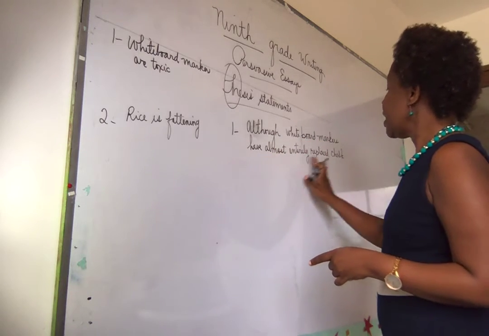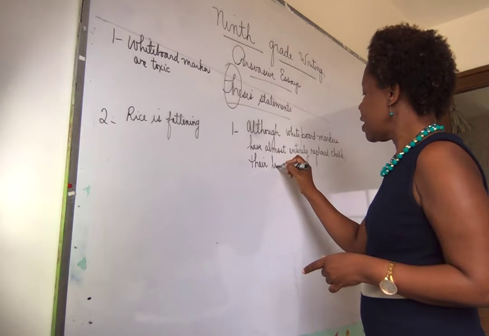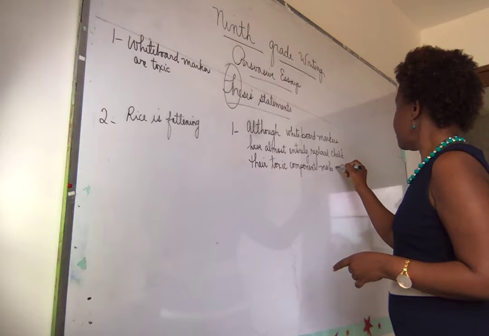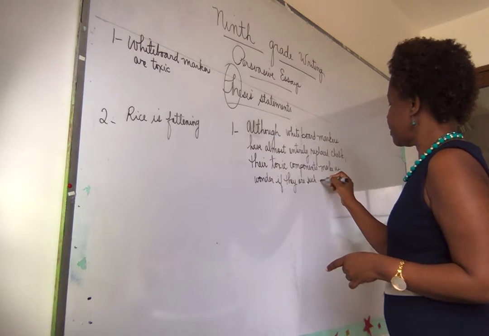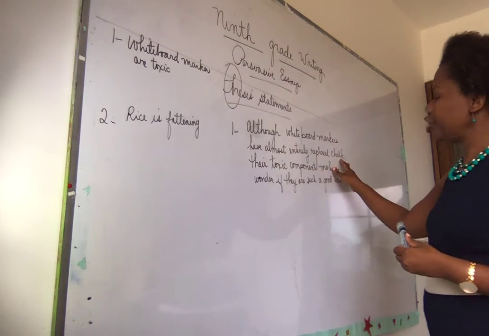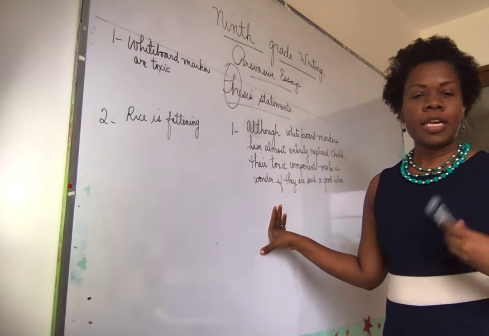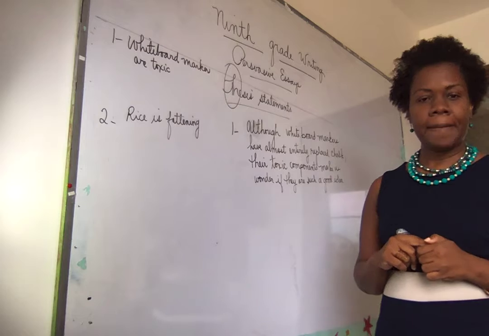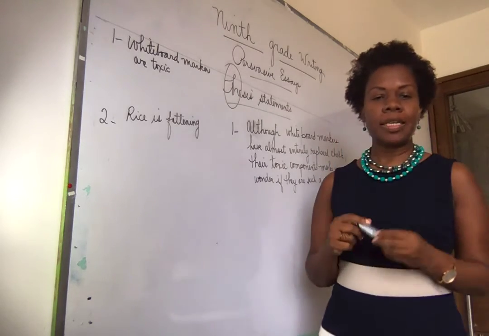Although whiteboard markers have almost entirely replaced chalk, let's put a comma there, their toxic components make us wonder if they are such a good idea. Although whiteboard markers have almost entirely replaced chalk, their toxic components make us wonder if they are such a good idea. That's a good thesis statement, because whoever reads this knows that in the following paragraphs, I am going to try to convince them that using whiteboard markers is not such a good idea. Okay? So that's one example of a thesis statement. One sentence, strong, grammatically correct, and it gives me a summary of what the essay is about.